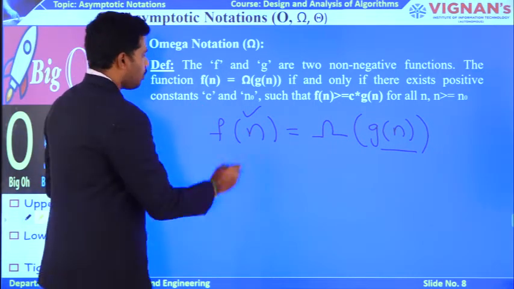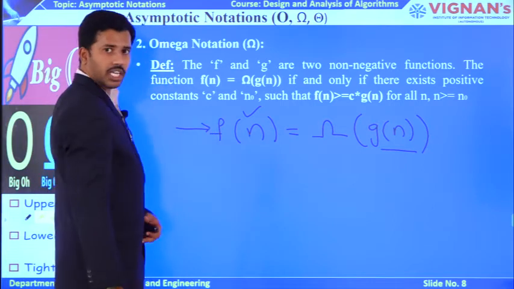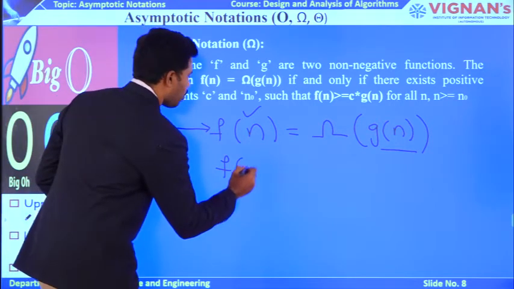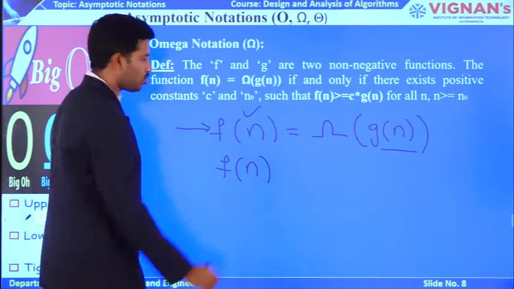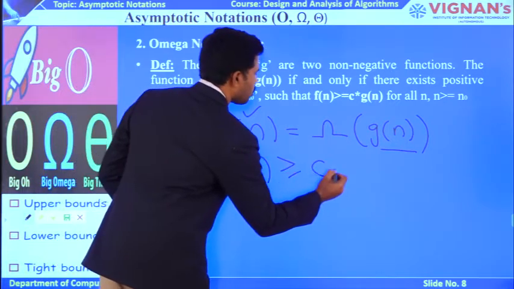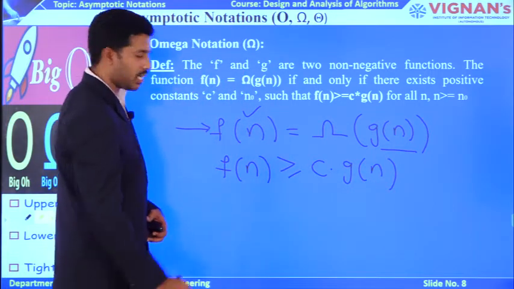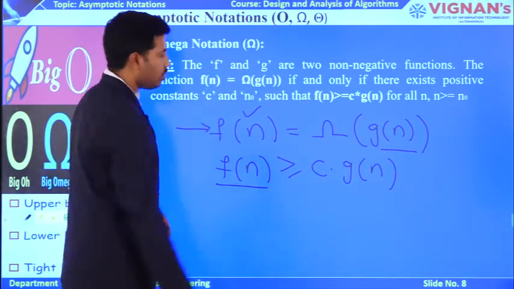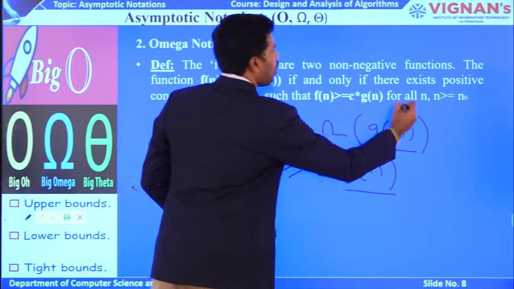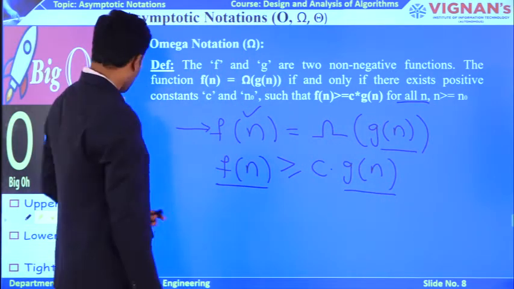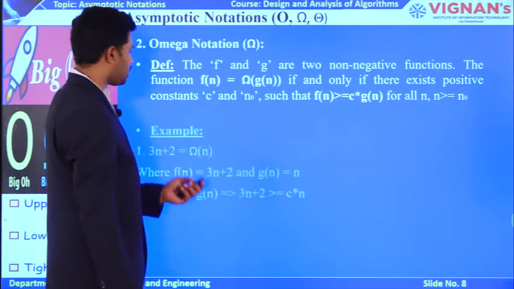So, by proving this equation, the relation between f of n as well as g of n is going to be f of n greater than or equal to c into g of n. By using this relation, you can say that f of n must have a higher value than g of n for all n values. Now, for better understanding, let us try to understand the example.